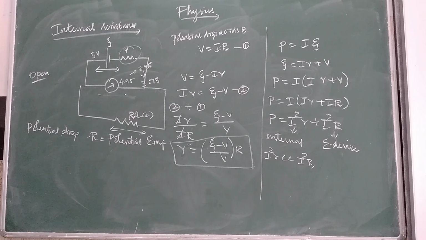But the power delivered to the circuit is not equal to the power mentioned in the battery. Why? With EMF ψ and internal resistance r, P is equal to I into ψ. ψ is equal to Ir plus V, V is equal to I into R. Substituting, P is equal to I square r plus I square R. I square r represents the power delivered to the internal resistance, and I square R is the power delivered to the electrical device. If I square r is less than I square R, more power is delivered to the electrical device.